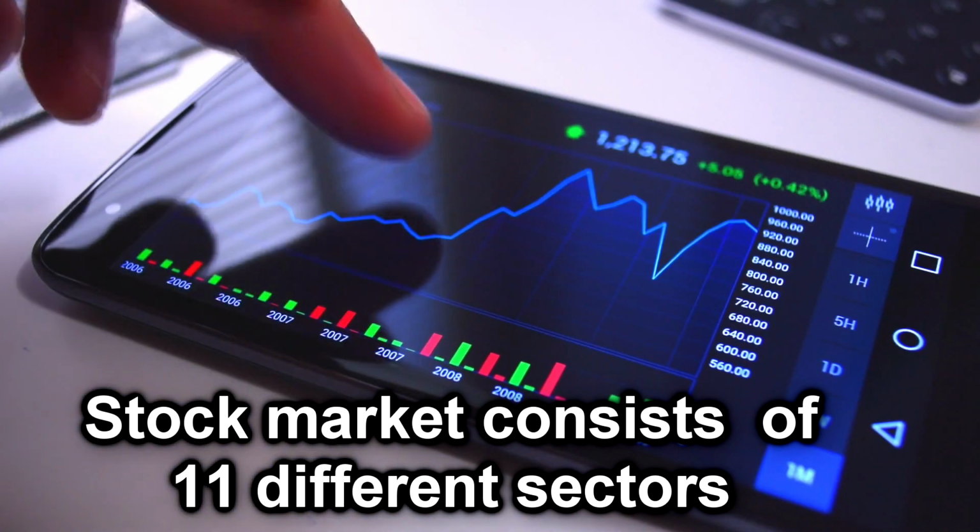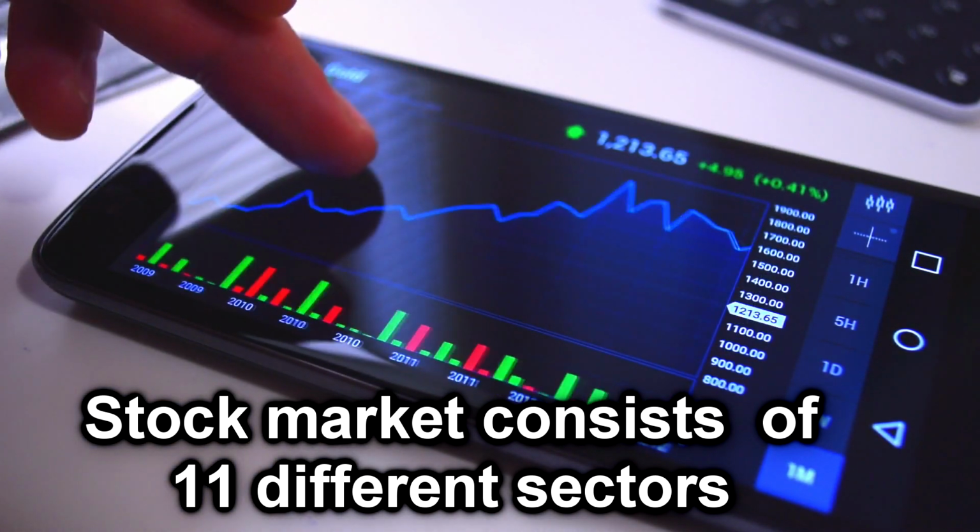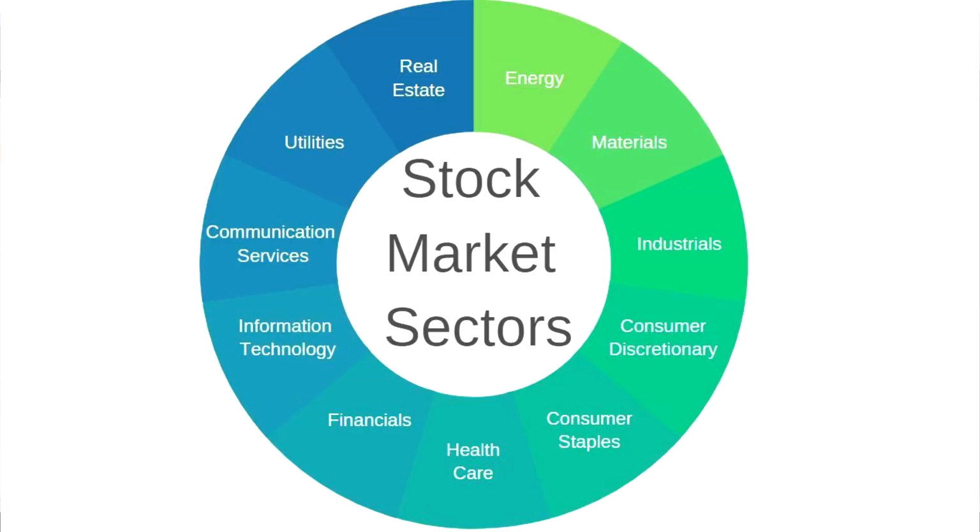If you're new to investing, the stock market is actually made up of 11 primary sectors, and these different sectors encompass each chunk of the stock market. Think of it as a big pie. Each sector fund is a piece of that pie that makes up the total stock market.